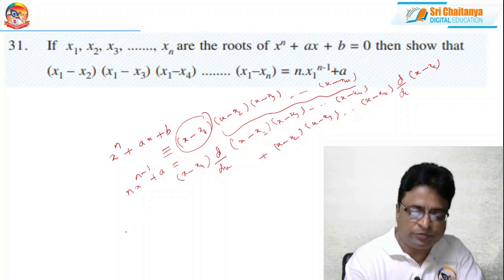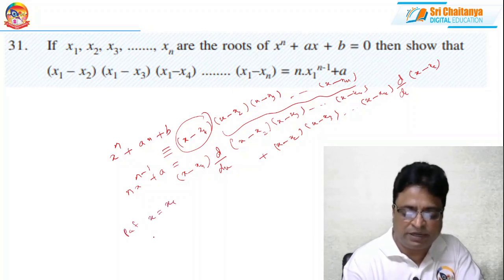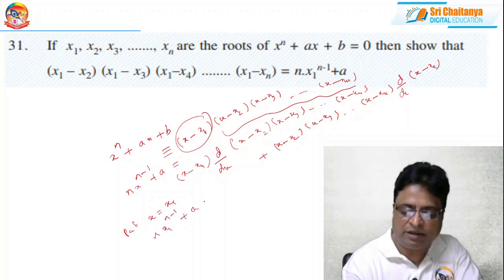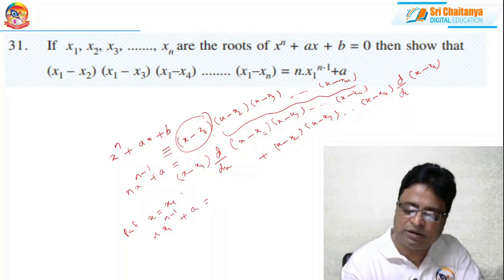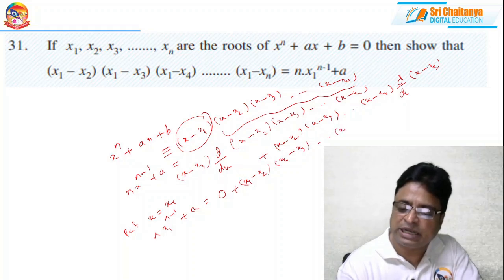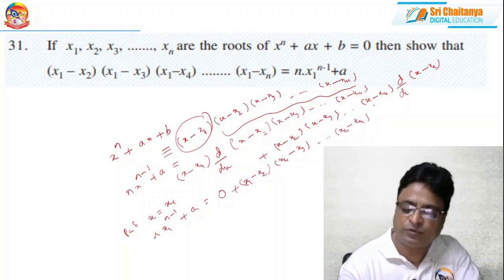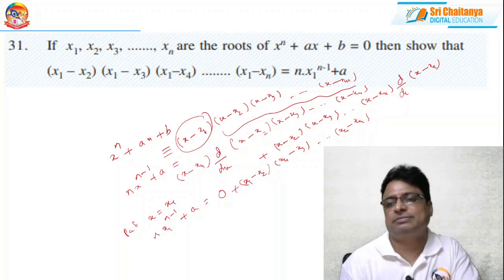Now put x equal to x1. So it becomes n into x1 power n minus 1 plus a equal to, since x is equal to x1, all the other terms vanish, and it becomes (x1 minus x2) into (x1 minus x3) and so on, (x1 minus xn). And what is the differentiation of x minus x1? That is 1. So I got the answer.